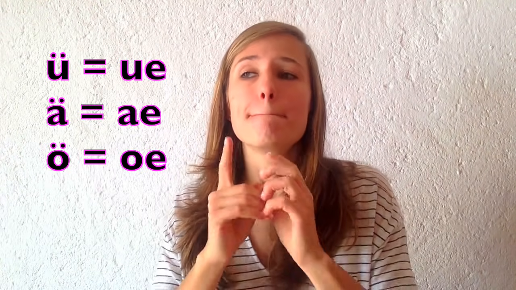One more thing, just a little hint in the end. If you don't have those letters on your keyboard, which you probably don't if you have an English-speaking keyboard, which is not German, then you can type UE for Ü, AE for Ä, and OE for Ö.